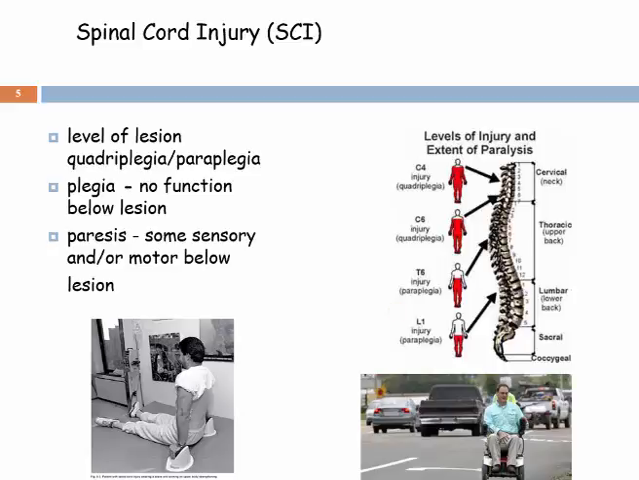Paraplegia is the term used to refer to paralysis in the lower trunk and legs. Paraparesis is the term used to refer to some form of deficits in the lower trunk and legs, meaning the spine was not fully severed, so some sensory and/or motor function still exists.